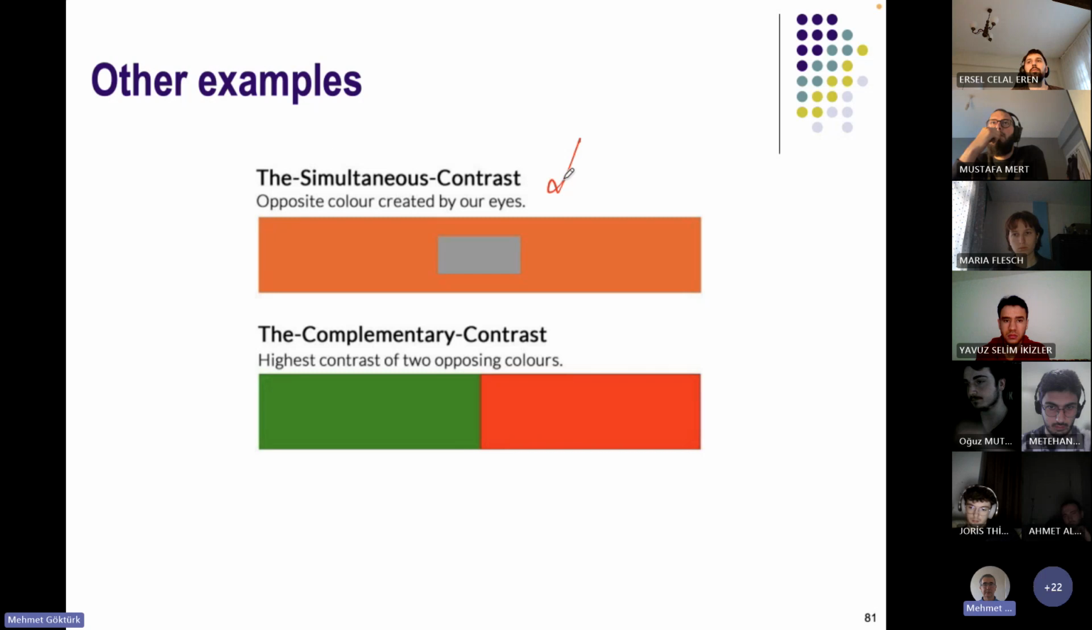This is interesting. This is what we call simultaneous contrast. This is gray. But our eyes automatically create some other color because of the surrounding color. So we don't perceive it as pure gray. We perceive it as something like bluish. Okay.